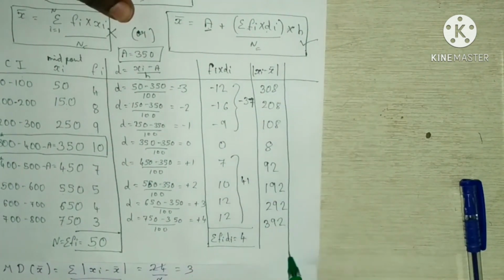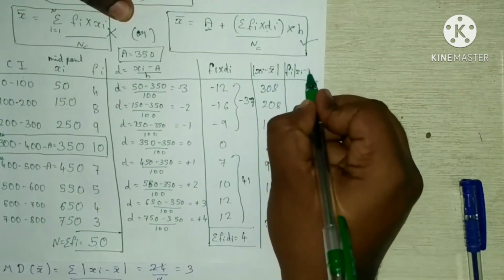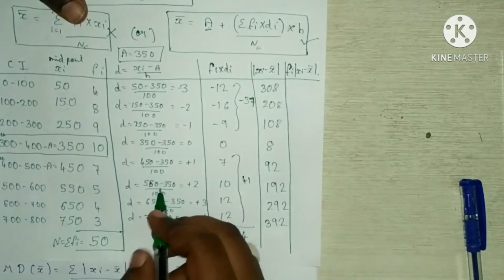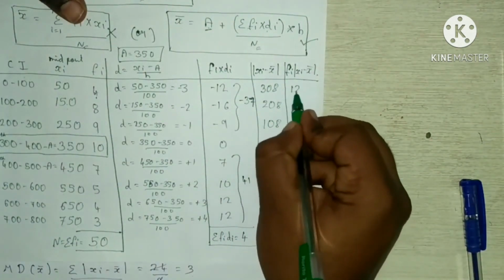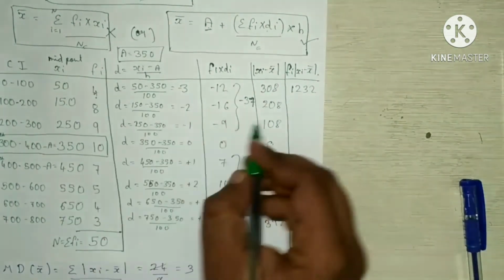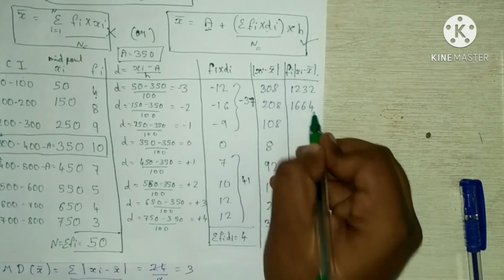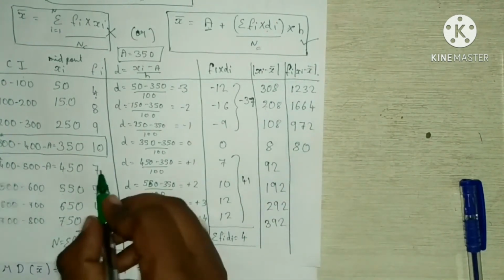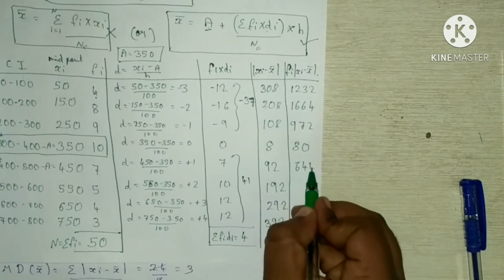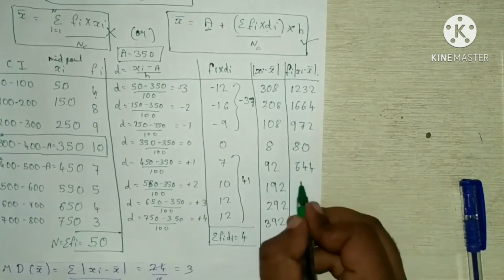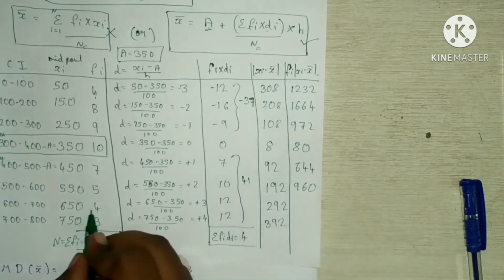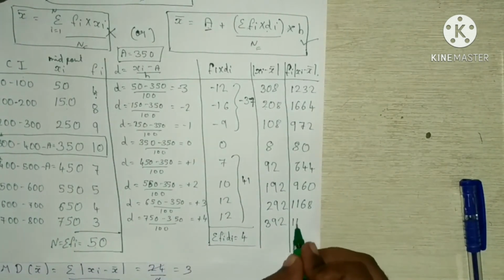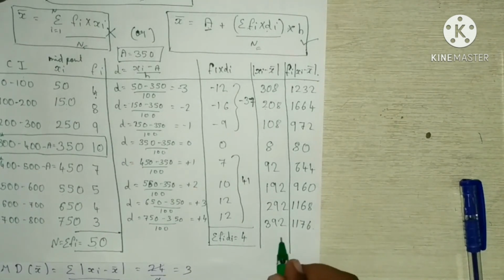In this column, Fi into Xi minus X bar, multiply each term by its frequency. 4 into 308 is 1232. 8 into 208 is 1664. 9 into 108 is 972. 10 into 8 is 80. 7 into 92 is 644. 192 into 5 is 960. 292 into 4 is 1168. 392 into 3 is 1176.